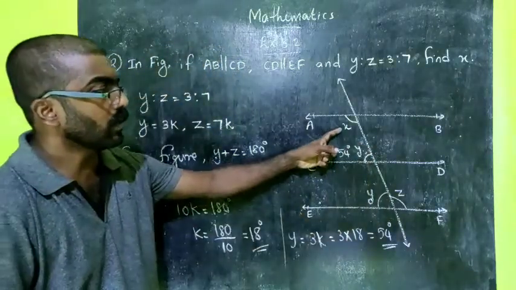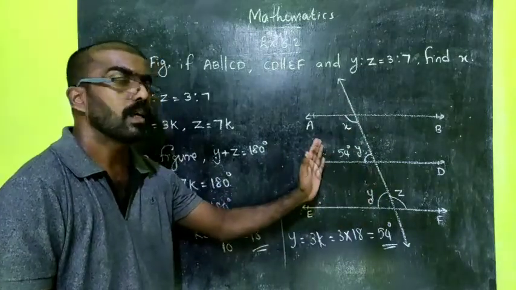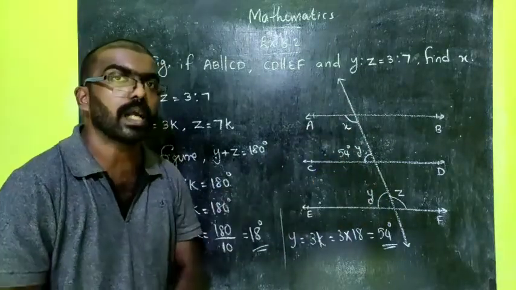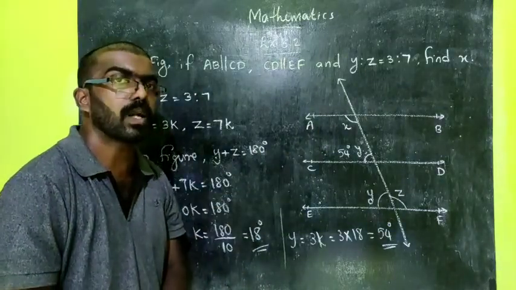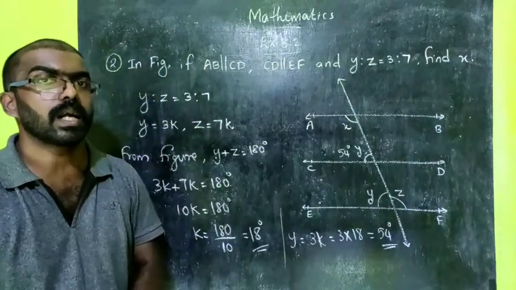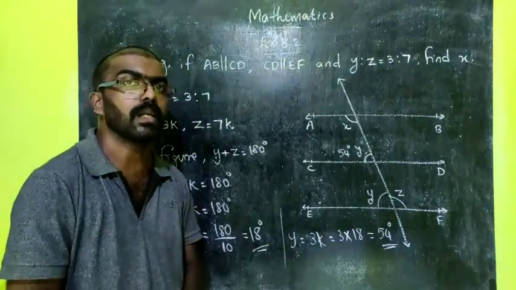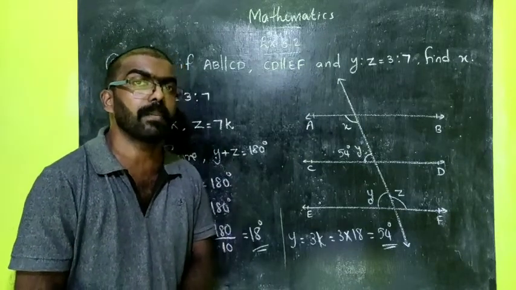Now what is the relation between x and y? Since AB and CD are parallel, we can say x and y are interior angles on the same side of the transversal. Co-interior angles, or allied angles. So x plus y gives 180 degrees. Sum of interior angles is equal to 180 degrees. Interior angles on the same side of the transversal are supplementary.